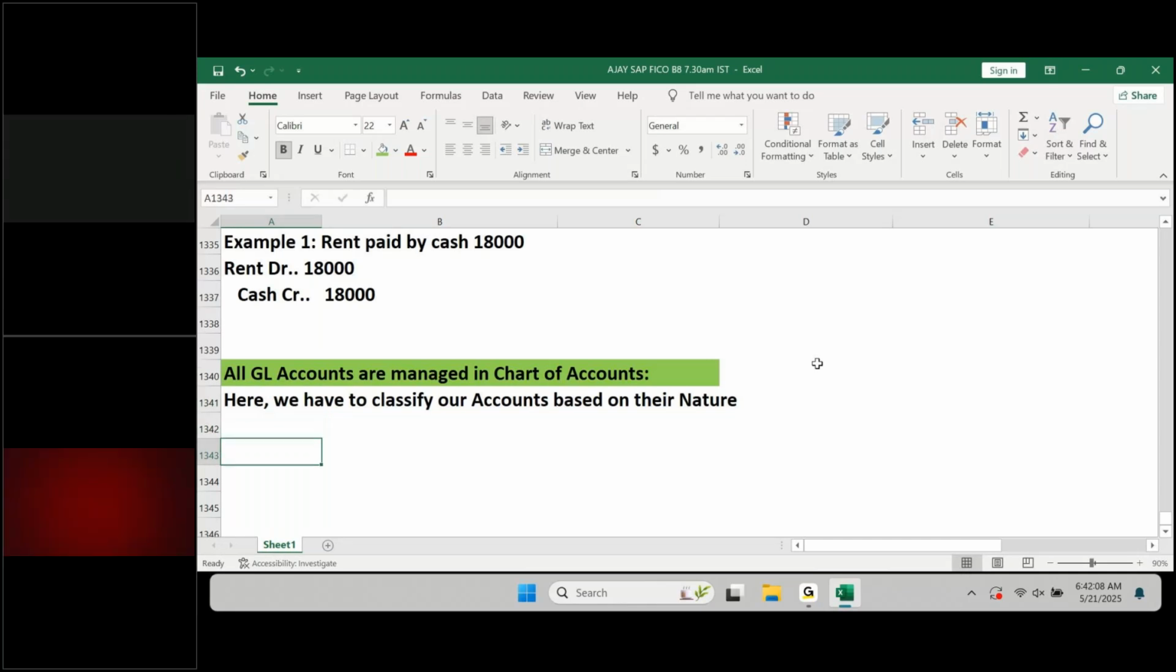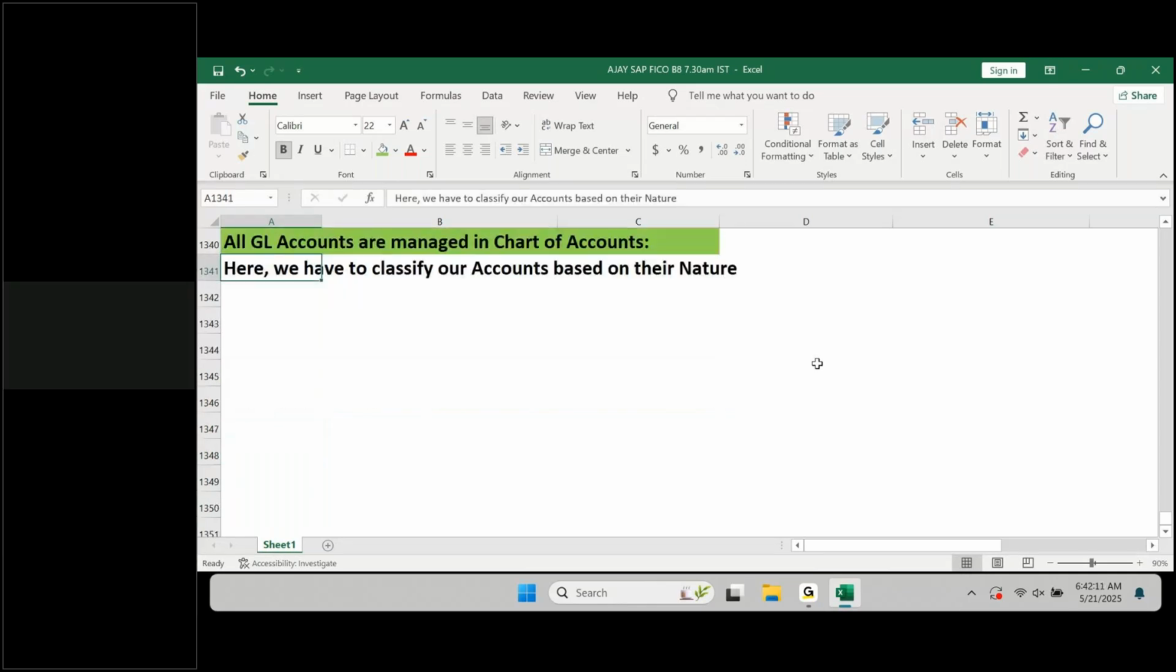Now if you have to define the accounts based on the nature, you have two natures. One is P&L in nature, another one is balance sheet in nature. Am I correct? Let's say I put P&L and I put balance sheet. In P&L, how many categories will you get? Two: income and expenses. In the balance sheet, assets and liabilities.